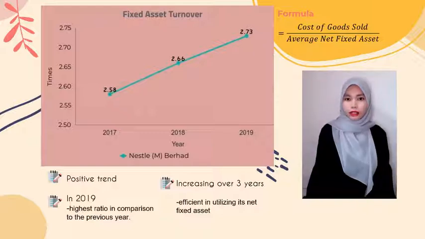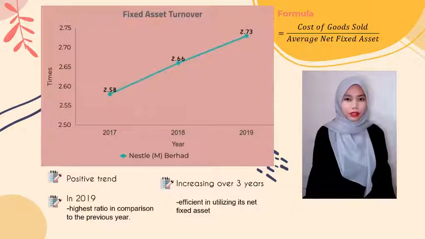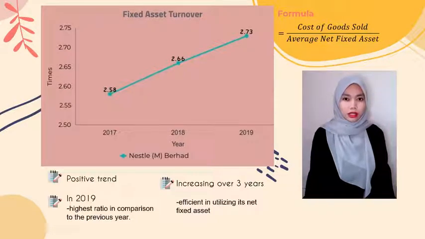In the year 2019, it shows a higher fixed asset turnover in comparison to the previous year. It means for every RM1 invested in fixed asset, the company is able to earn net sales of RM2.73 in 2019, RM2.66 in 2018, and RM2.58 in 2017. It also indicates that Nestle Malaysia Berhad is efficient in utilizing its fixed asset.